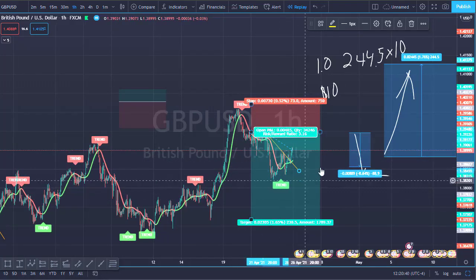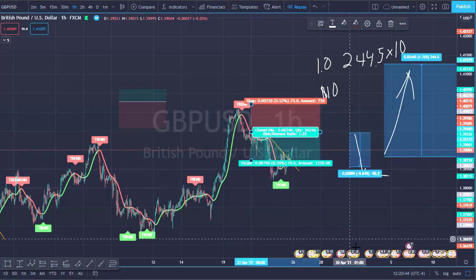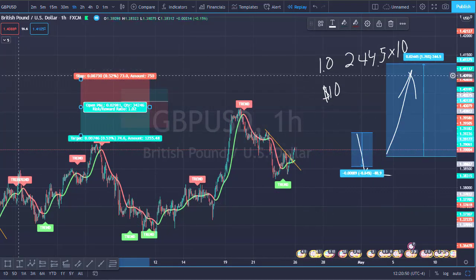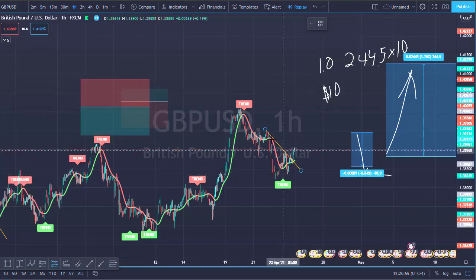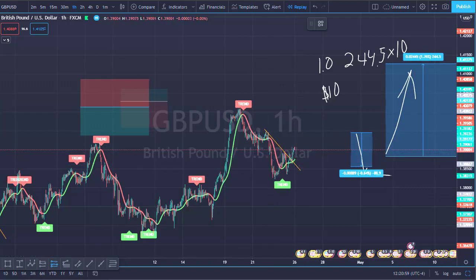Okay, so now we're out. Essentially, we got out right there, which was a 1R, right? So even when you lose, you win. Pretty cool. So I'm going to do a long position, trend break, waiting for the pullback right here.